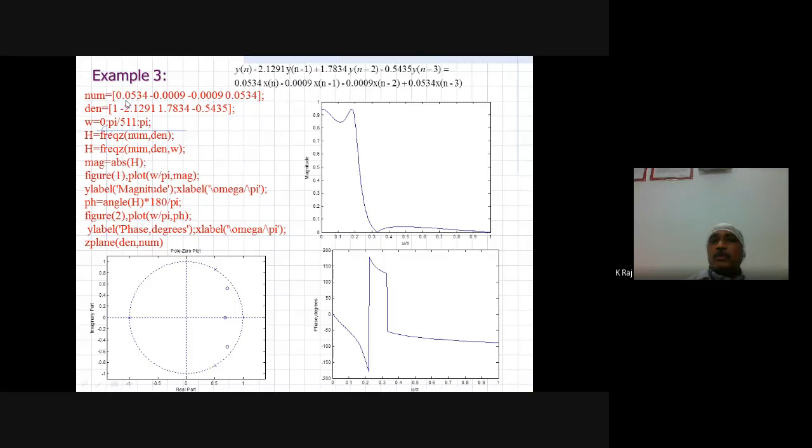So here the numerator will be defined by the coefficients, that is the polynomial will be defined here, and similarly we will define the denominator polynomial. Then we will define the range of the frequency, that is 0 to pi, having a gap of pi by 511. Now H is the FREQZ. What is the meaning of the FREQZ? The command FREQZ is used for which purpose?